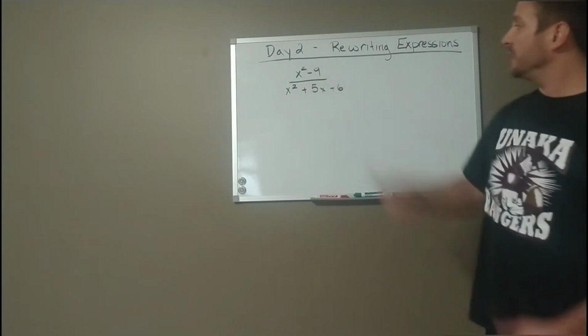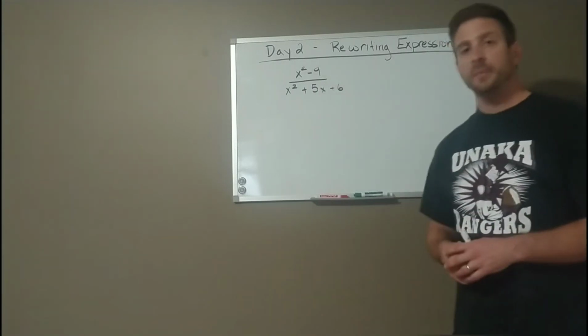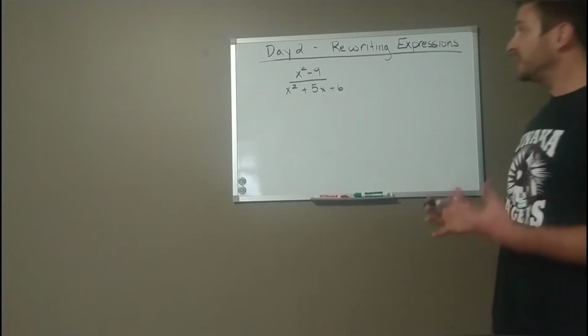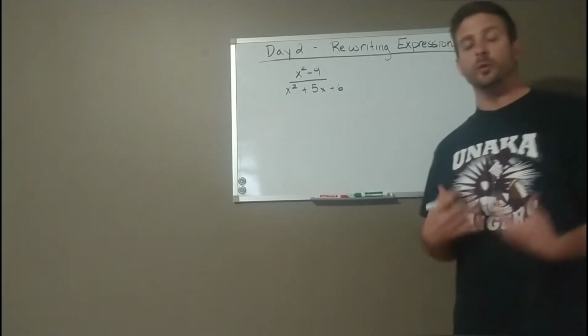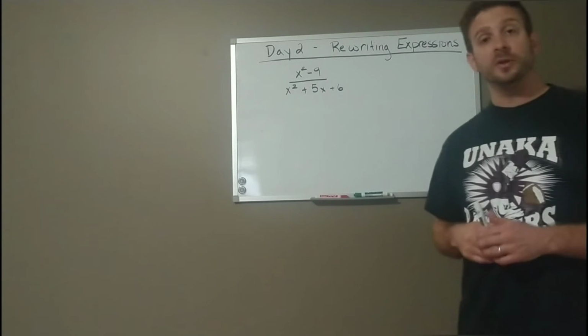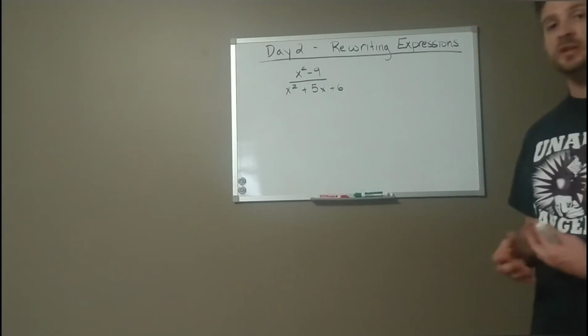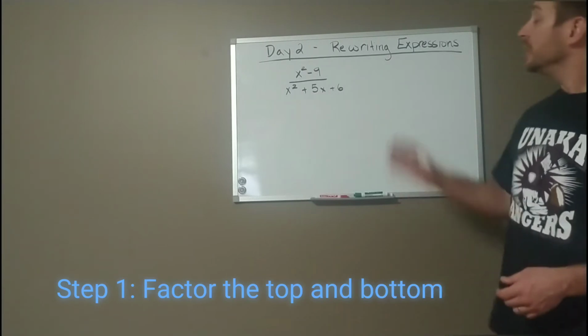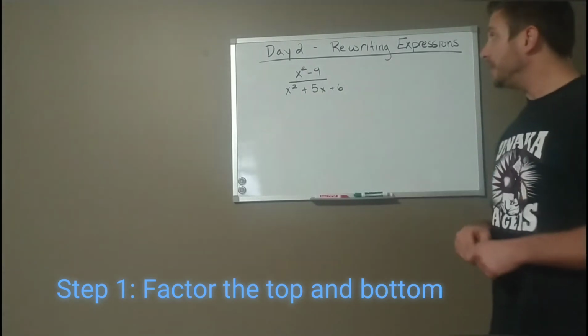So we have a fraction that involves an expression on the top as well as an expression on the bottom, in the denominator. The first thing that we have to do when we want to rewrite or simplify a rational expression is attempt to factor the top and factor the bottom of the expression. So that'll be step 1.